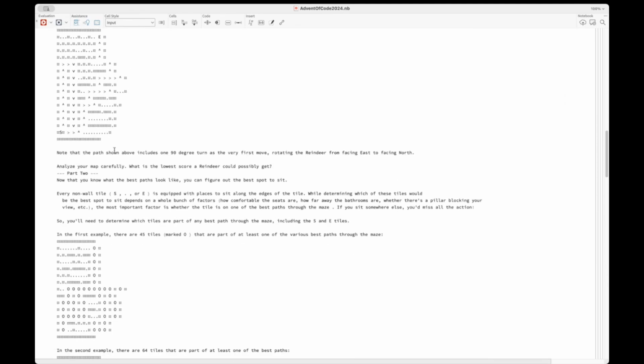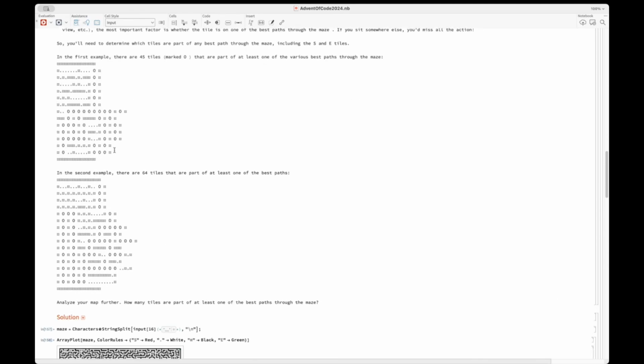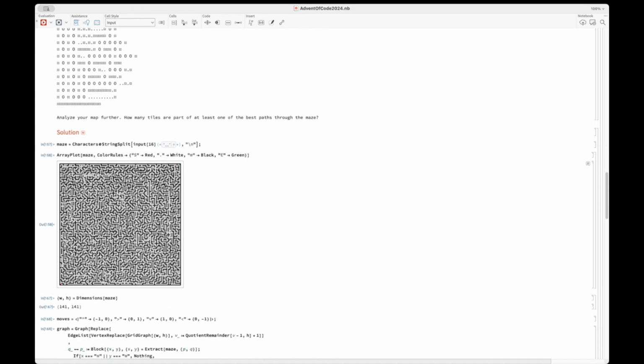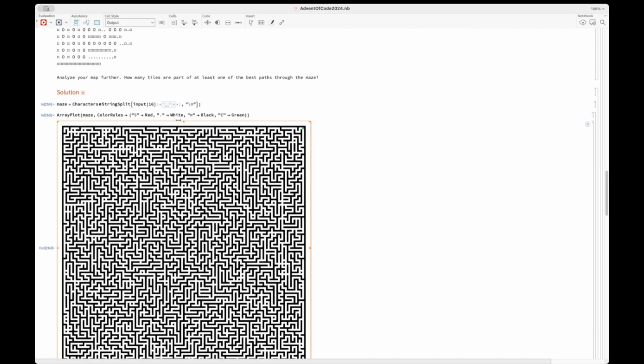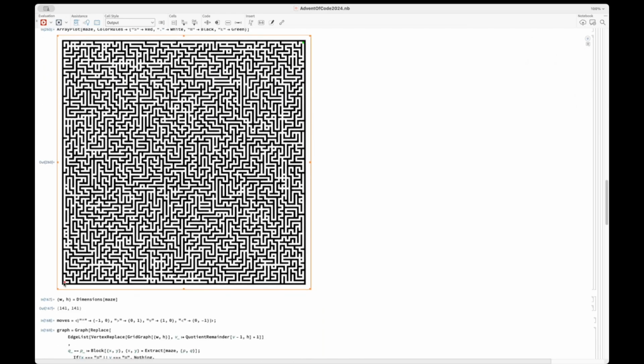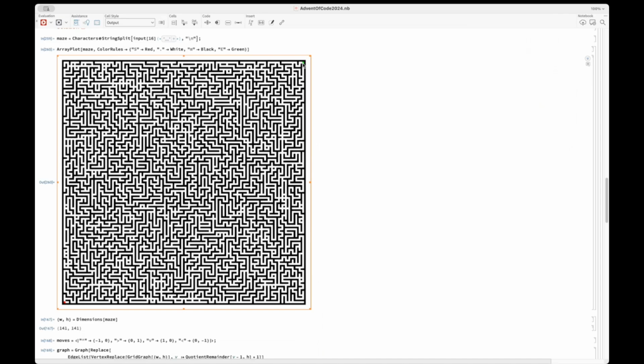There's some kind of reindeer running around in the maze like that. So you're given a maze, right? Where do you start? Oh, you start. You have a starting position at red, in the bottom left corner, and an ending position at the top right corner.